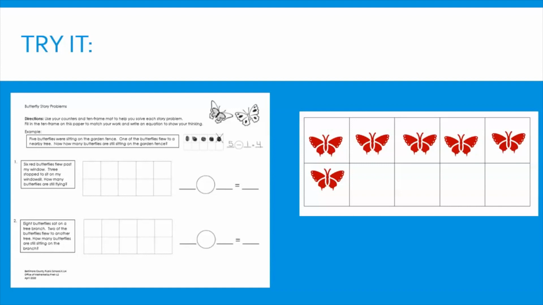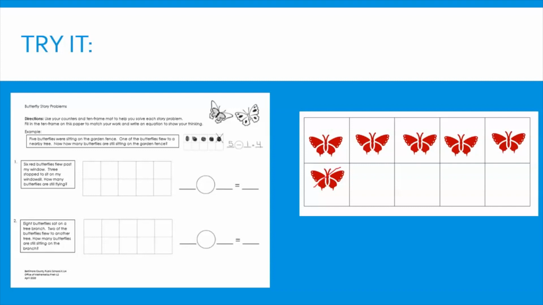My 10 frame shows my butterflies. There are 6 red butterflies in my 10 frame. I want to show 3 of them sitting on my windowsill by separating my set of 6. I want to remove 3. We're going to do that by crossing off our butterflies on our 10 frame. This will show how to remove them. It will show how many are left. So we're going to cross them off. We need to cross 3.